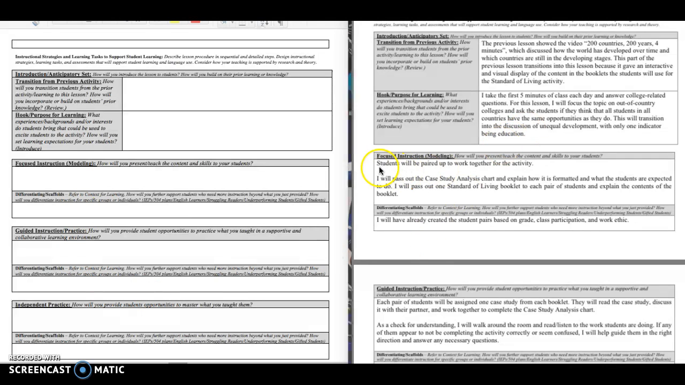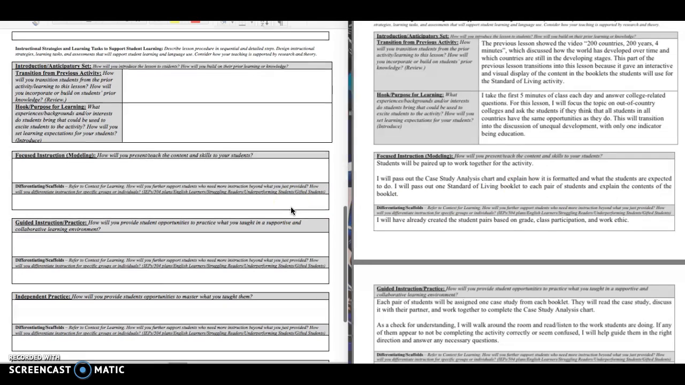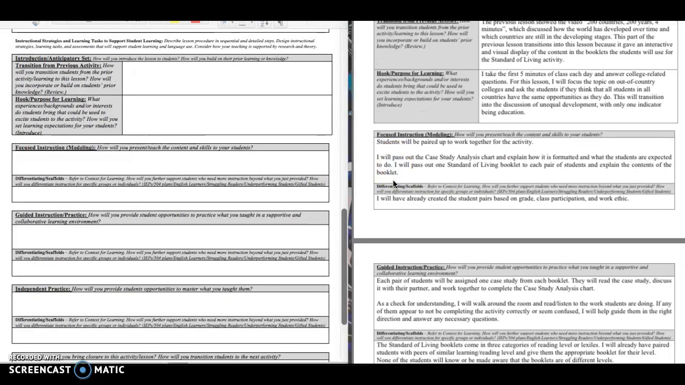So what she did was she had students pair up to work together for this activity. She didn't have necessarily a PowerPoint for them, but she will pass out the case study analysis chart and explain how it is formatted and what the students are expected to do. She will pass out the standard of living booklet to each pair, so really simple focused instruction.